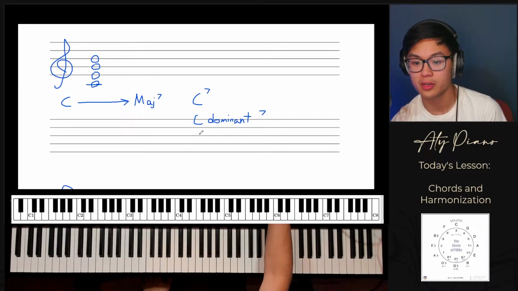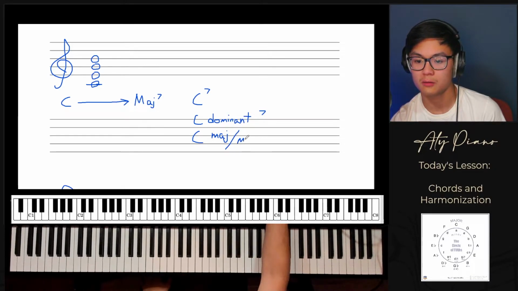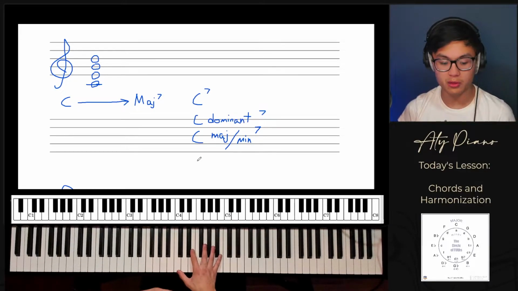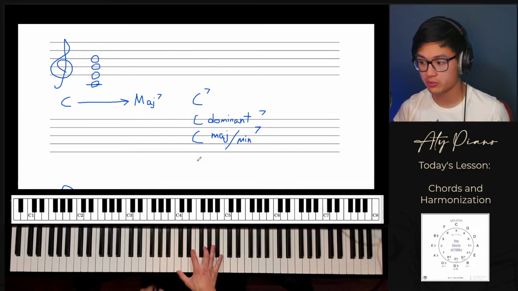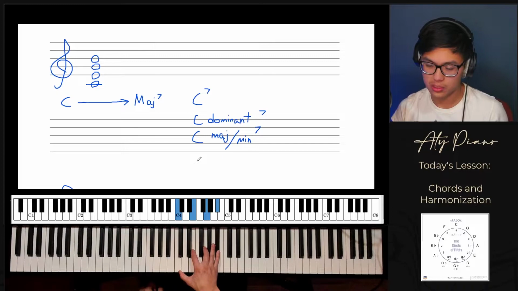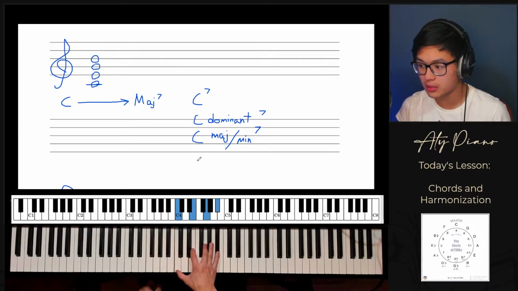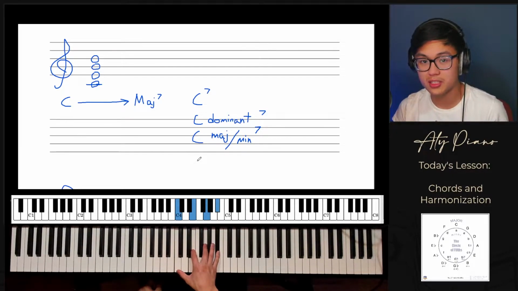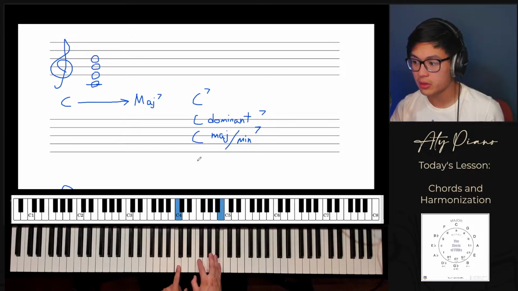The third name for it is you can call it C major minor 7 chord. Excuse me, and we call it a major minor chord because we have a major chord with a minor 7. So this one has three different names. You have C7, C dominant 7, or C major minor 7, all mean the same thing, where you lower your 7th note down a half step. So you get a minor 7th on top of your root note.